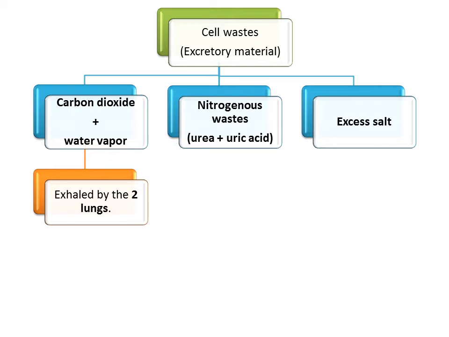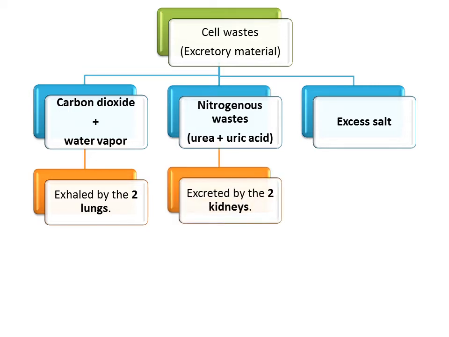Miss, how are they removed outside the body? Also through the two lungs? No, they are not removed by the two lungs because they are not gases. So they are removed outside the body by the system that we are talking about in this lesson, which is the urinary system. The main organ in the urinary system is the two kidneys. So when I ask you how do I remove the nitrogenous wastes outside the body, they are removed by the two kidneys. These two kidneys belong to which system? The urinary system.